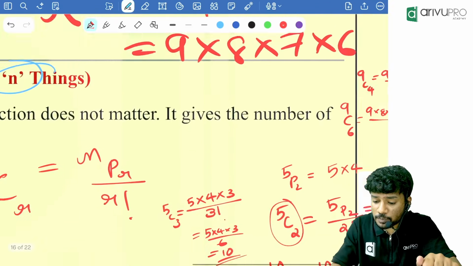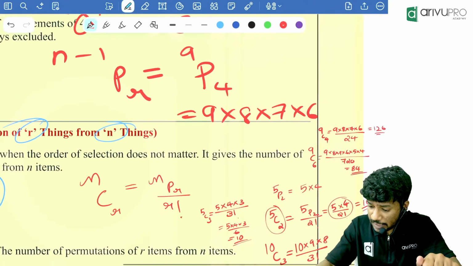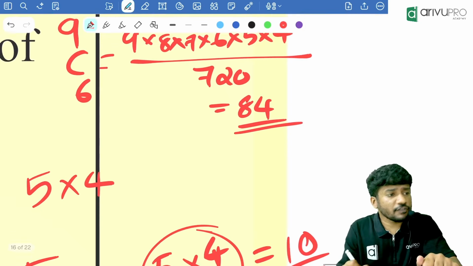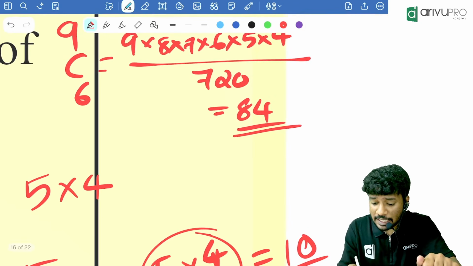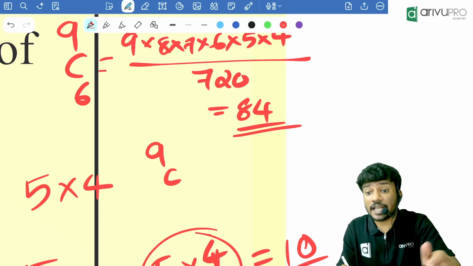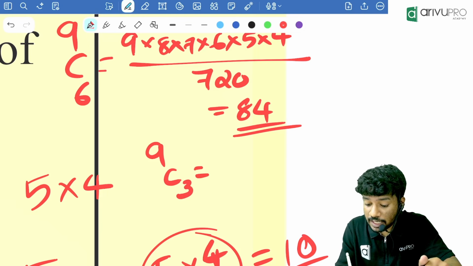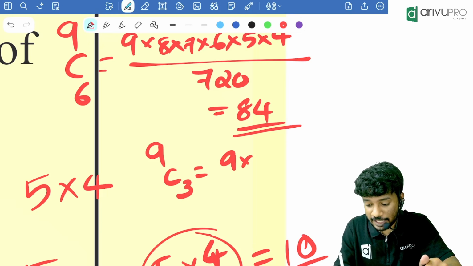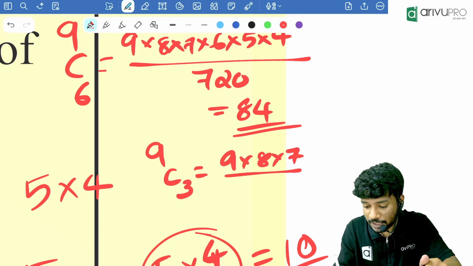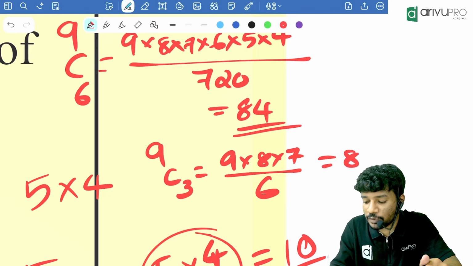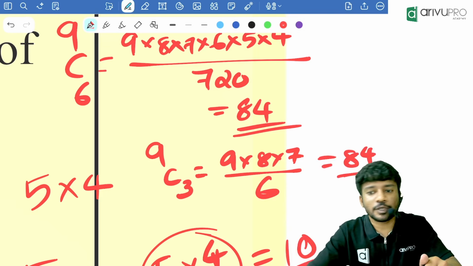Now if you ask me here, 9C6 we found, right? Instead of 9C6, how can we find it? 9 minus 6 is how much? 3. 9C3 is how much? 9 into 8 into 7 divided by 3 factorial. 3 factorial is how much? 6. Is it equal to 84? Yes, it is equal to 84.